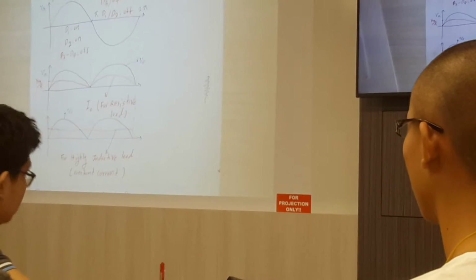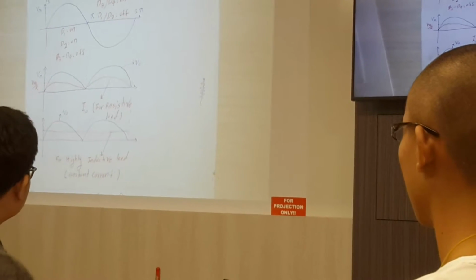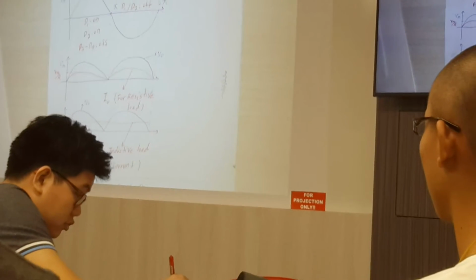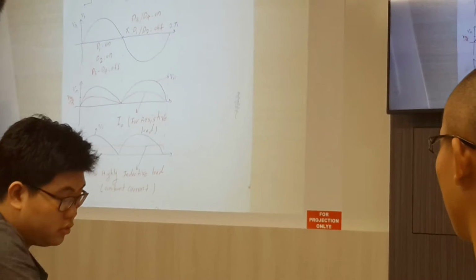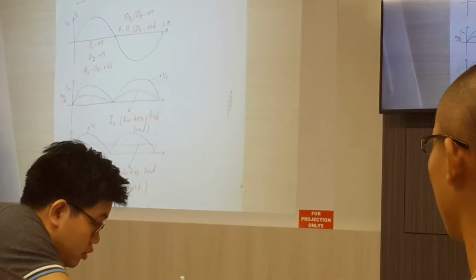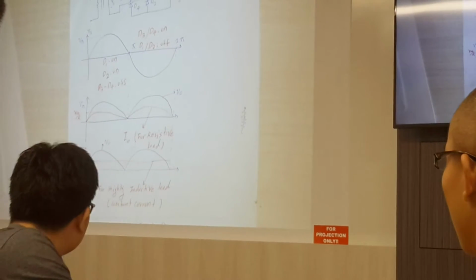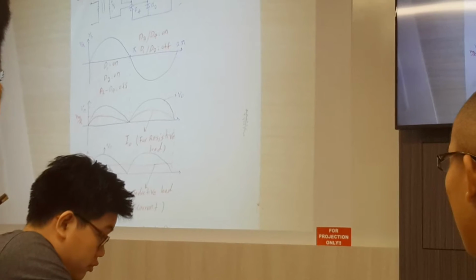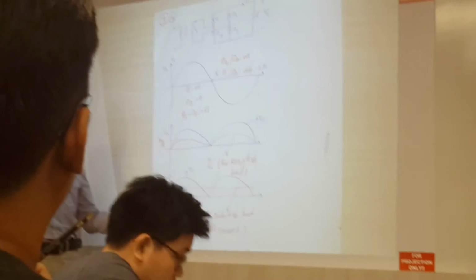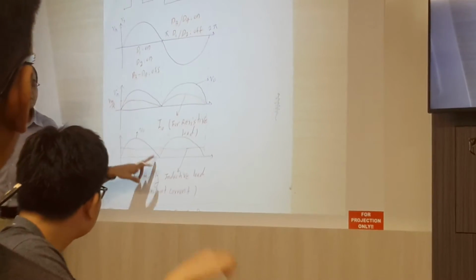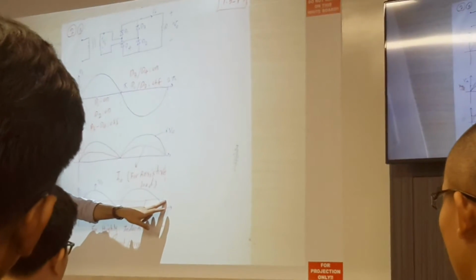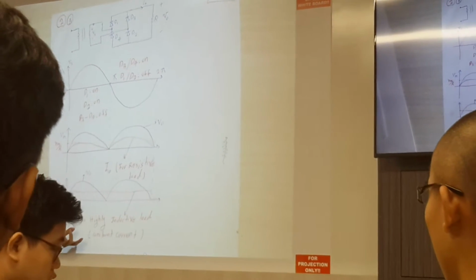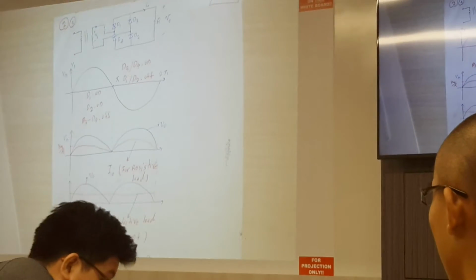And the same thing, if we want to draw the current waveform for a highly inductive load, if you remember again from the first tutorial, I told you if we have a highly inductive load, the current becomes a constant value. So irrelevant of whatever voltage waveform we have, the current waveform becomes a DC current for a highly inductive load.